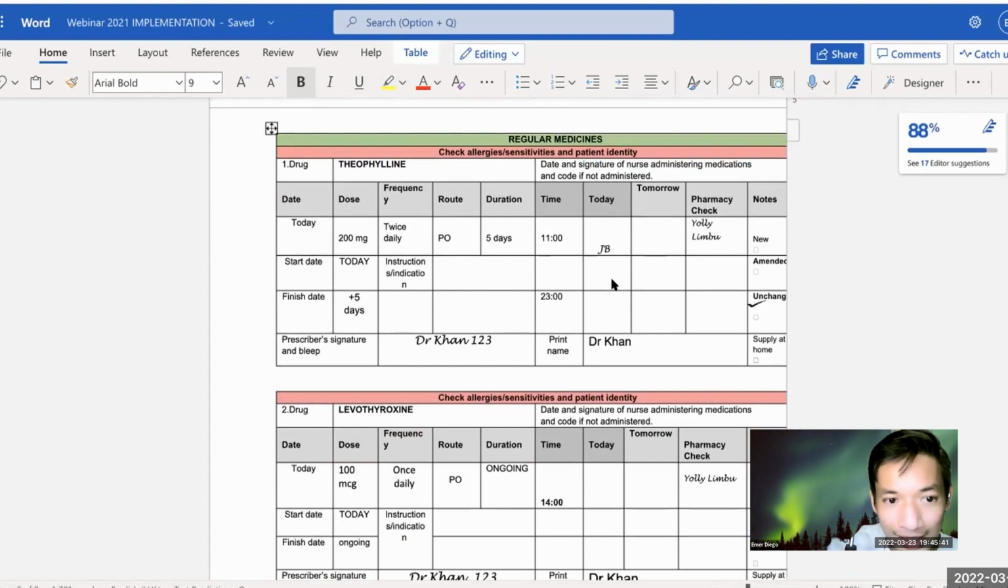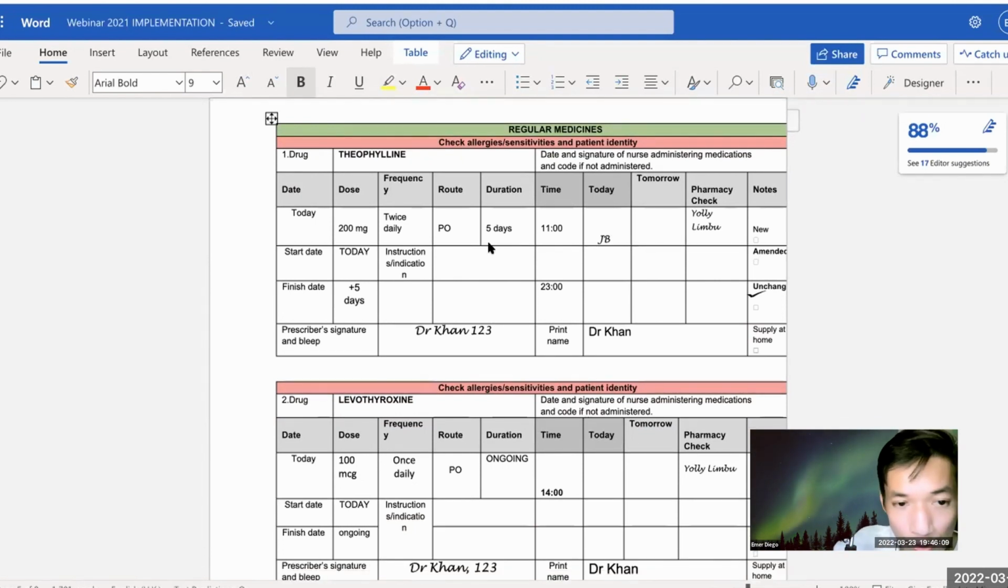The date is today. The dose is 200 milligrams. The frequency is twice daily. The route is per RM. Duration is for 5 days. Start date is today. The finish date is for 5 more days. Signed by Dr. Khan, 123. It was given this morning by JB at 11 o'clock. And the next time due is 2300. It's not due yet. What is theophylline for?